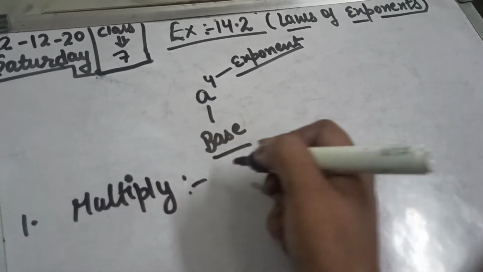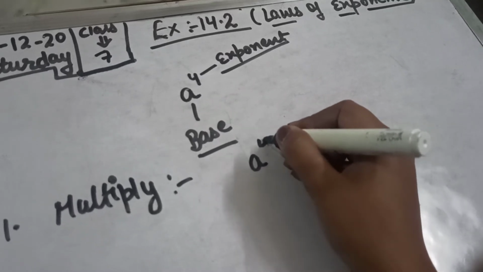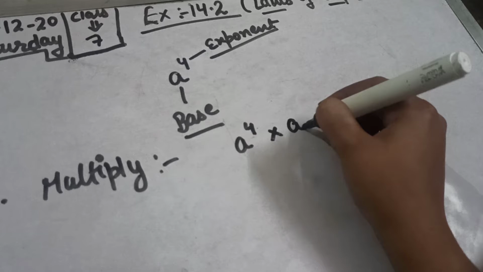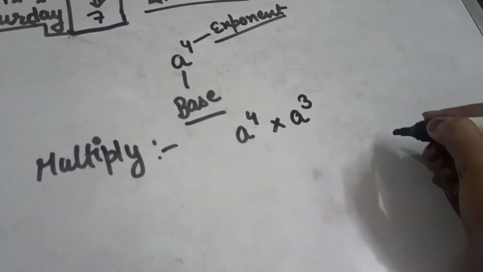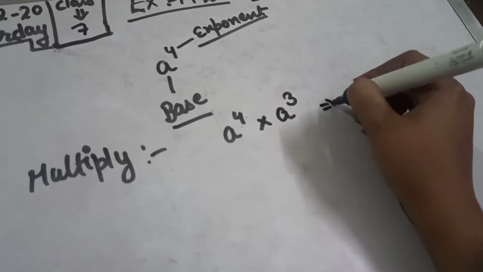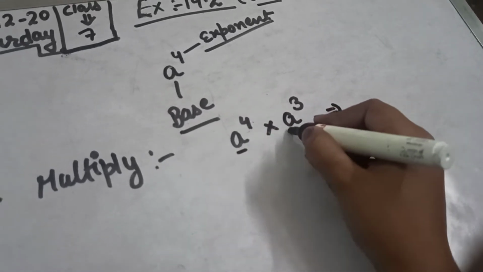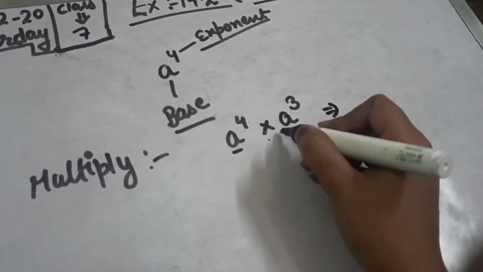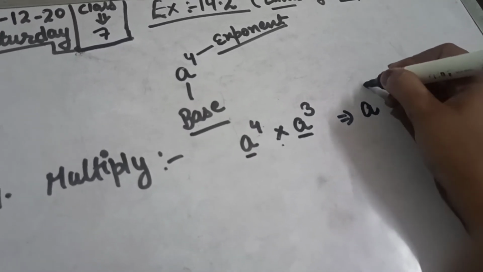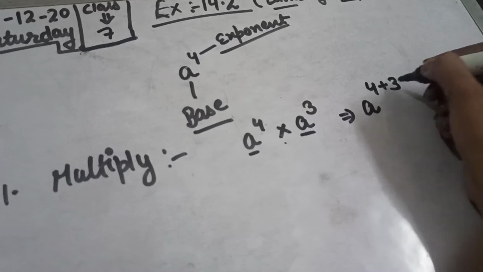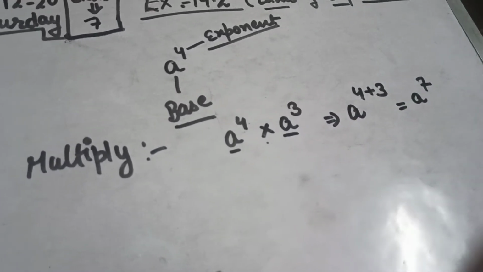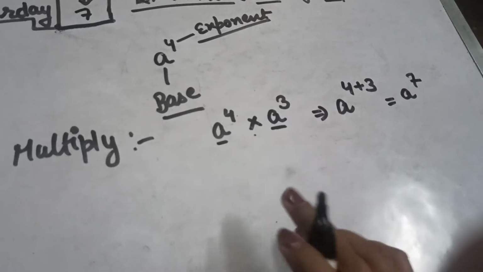Multiply, like a to the power 4 multiply by a to the power 3. So here how we will do this? When the base is the same and we have to multiply, we will add the powers. A to the power 7. And why this? Now see.